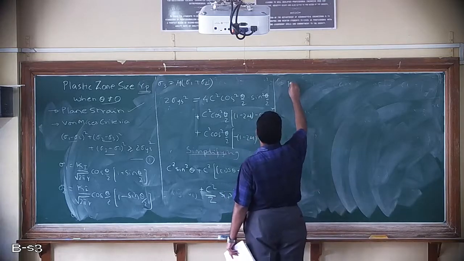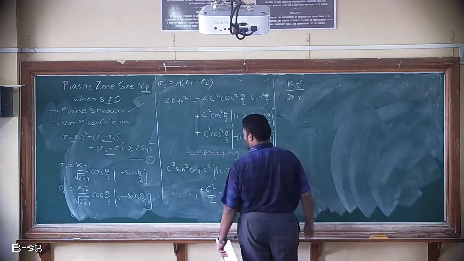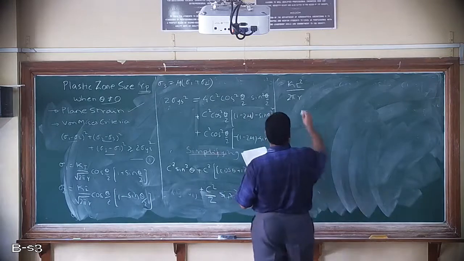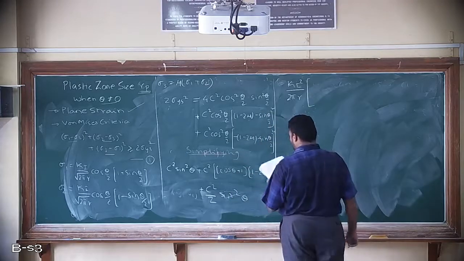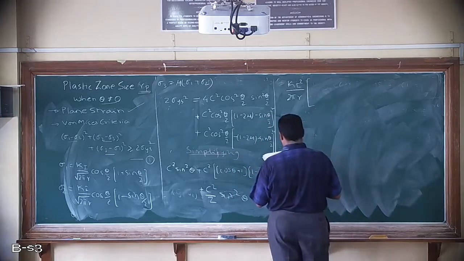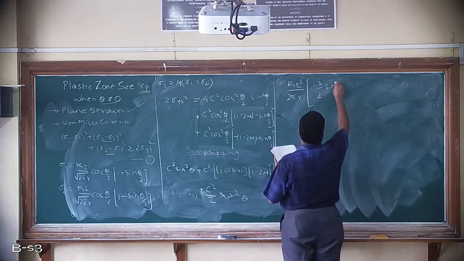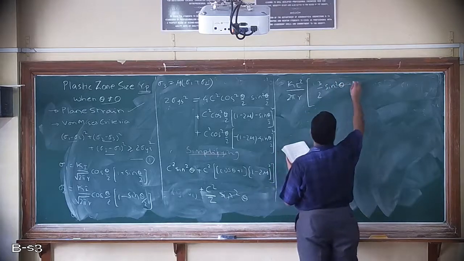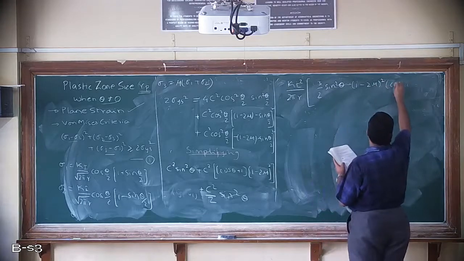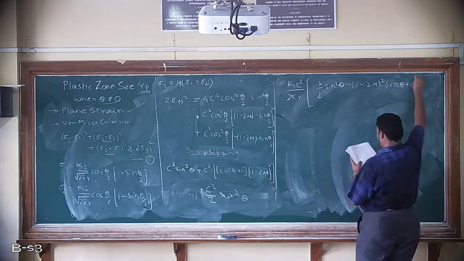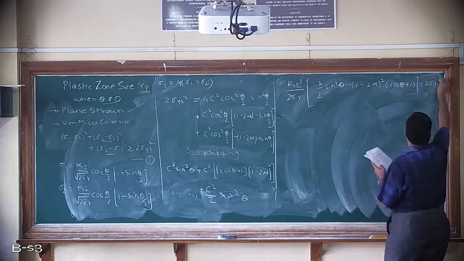So c square can be written as ki square upon 2 pi r. Okay. And in the bracket, from all these terms I take this c square outside. So in the bracket what remains is 3 by 2 sin square theta minus 1 minus 2 mu square into cos theta plus 1. So this will be equal to 2 sigma ys square.